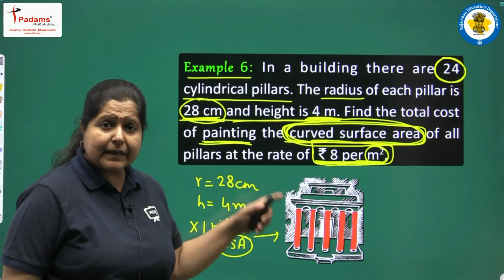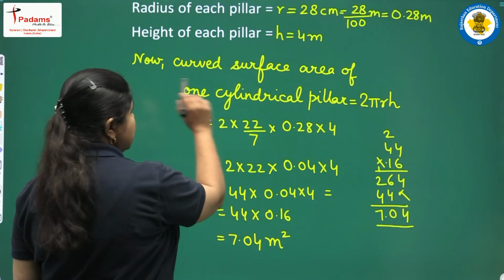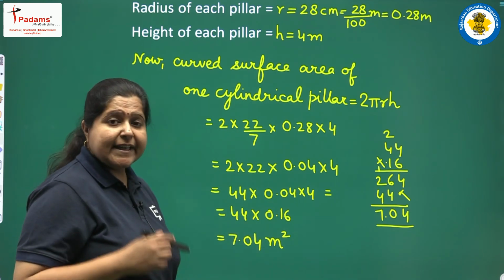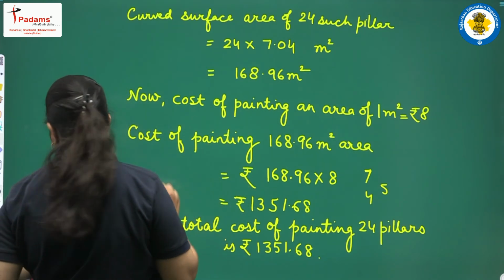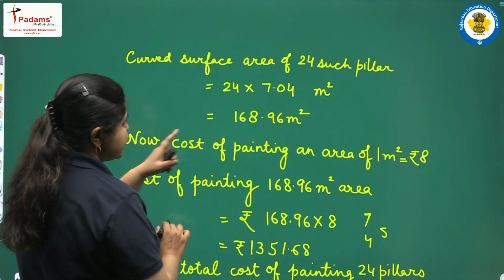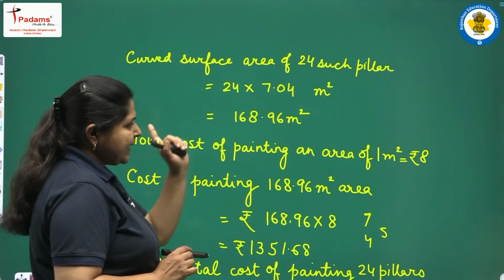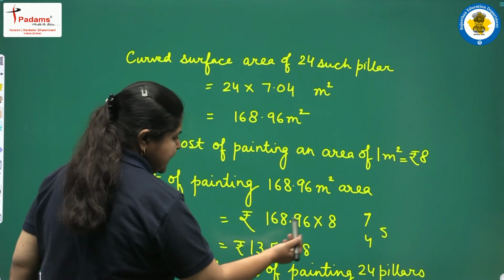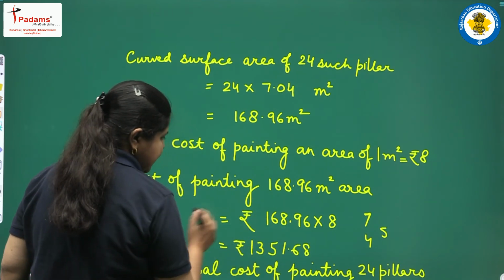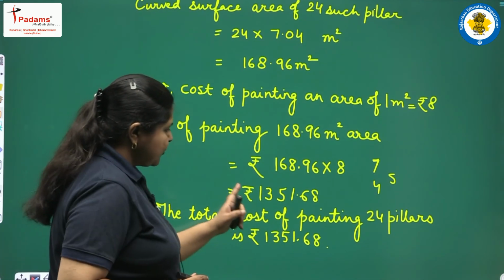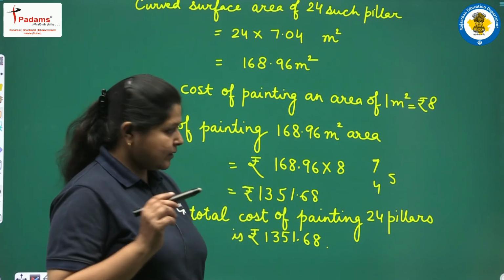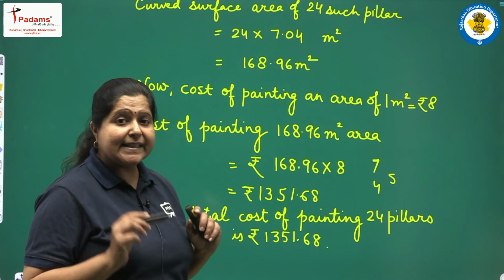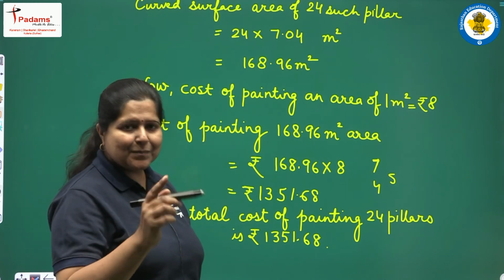तो पहले हमने एक पिलर का कर्व्ड सरफेस एरिया फाइंड आउट किया. द कर्व्ड सरफेस एरिया ऑफ 1 सिलेंड्रिकल पिलर इट केम आउट टू बी दिस मच. फिर हमने इसी को 24 से मल्टीप्लाई किया टू गेट द कर्व्ड सरफेस एरिया ऑफ द 24 पिलर्स. और फिर हमें कॉस्ट पता है 1 मीटर स्क्वायर एरिया के लिए ₹8, तो दिस मच एरिया इट विल कॉस्ट दिस मच into 8 and then we got it as ₹1351.68. This is the cost of painting the 24 pillars. I hope the question is clear.